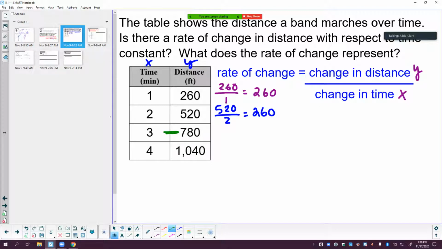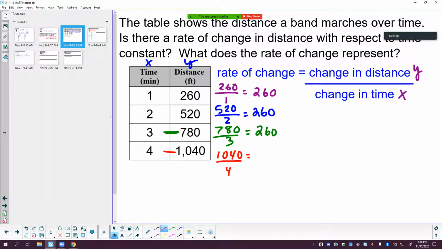Then I'm going to look at these two. If I do y over x, or distance over time, I'm going to have 780 over 3 minutes. If I simplify, or if I reduce that like it's a fraction, 780 over 3, I also get 260. And then for the last one here, after 4 minutes, they've gone 1,040 feet.